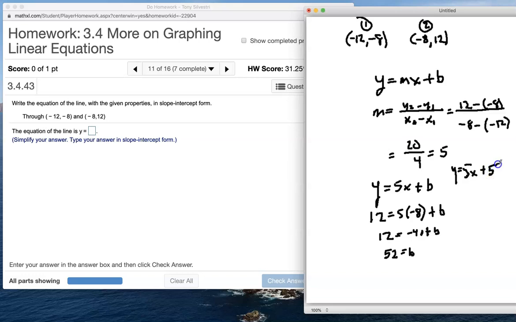52 scares me a little bit. But hey, I have faith in my abilities. And if I got it wrong, we'll do it again. We'll figure out what we did wrong.